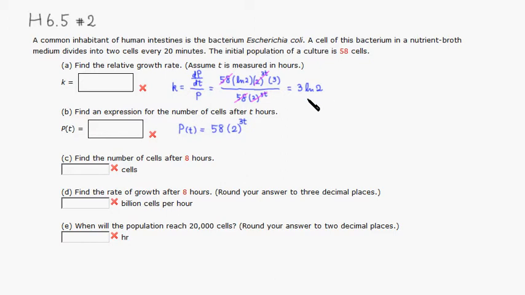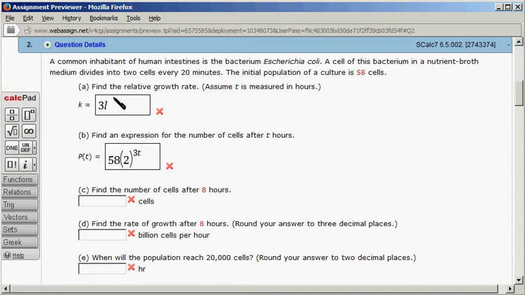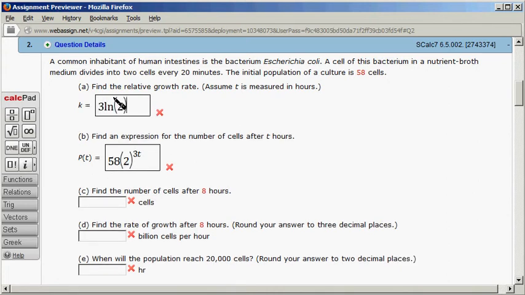So let's type that in. What we got was 3 times the natural log of 2.